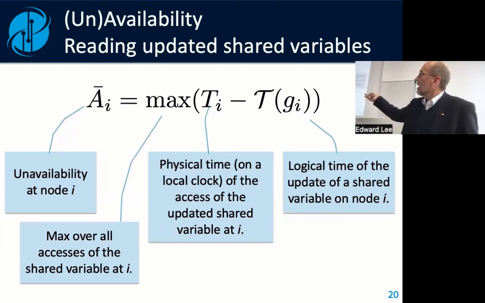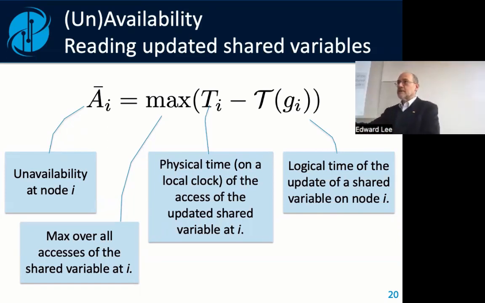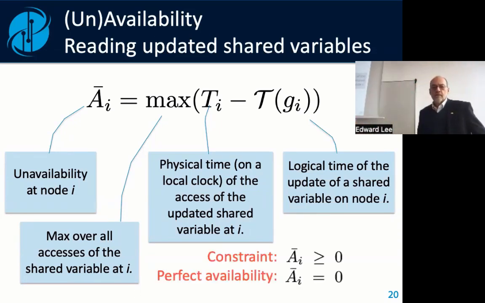And so here we have a physical time and we're subtracting from that a logical time, on the assumption that the logical time represents some measure of when some physical event occurred. And the physical time at which the access occurs is when this variable becomes available. So this is a pretty natural, intuitive definition of unavailability. And we can see that, again, we have a constraint that this is always greater than or equal to 0, and that perfect availability is where the access can occur immediately.